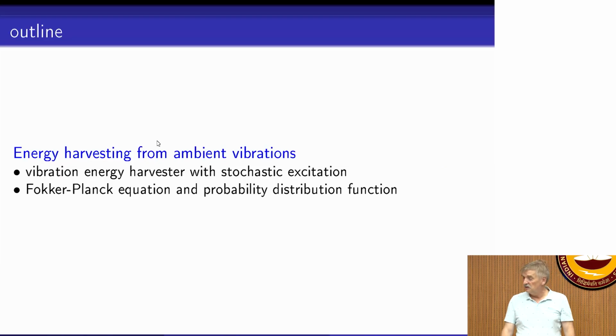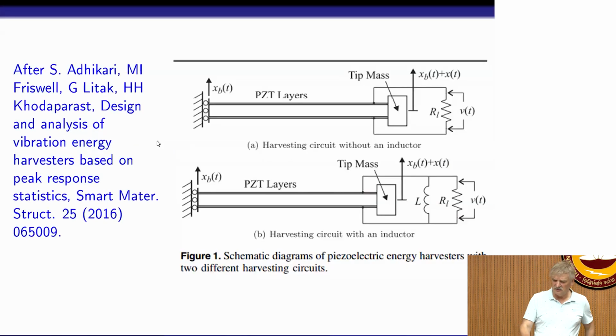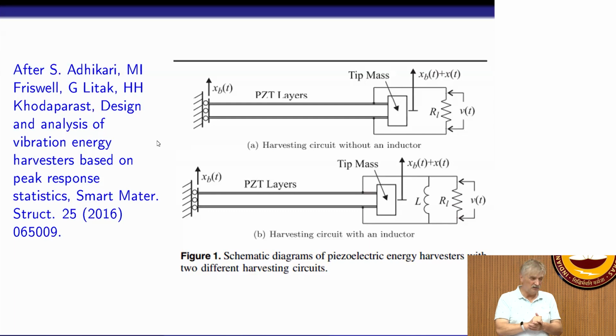The system is composed of a beam with piezoelectric, and the excitation is stochastic. It is like a stochastic force. And I already mentioned to you the linear system. So this was linear. The top example is without a coil, and this is only piezoelectric and mechanical structure. And for this system, we already estimated the power output.